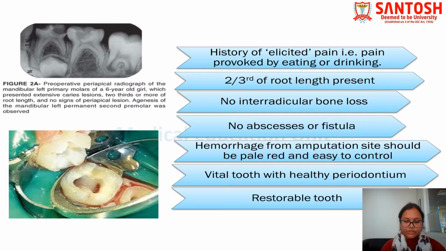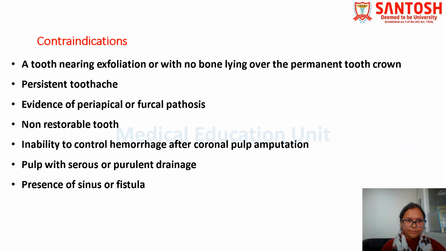So in this picture you can see the clinical presentation, and in the radiograph you can see how the enamel dentine approaching the pulp can be seen without presence of any interradicular bone loss.